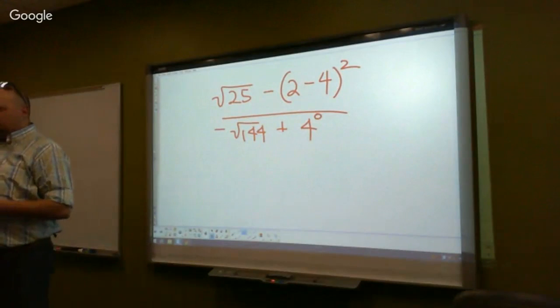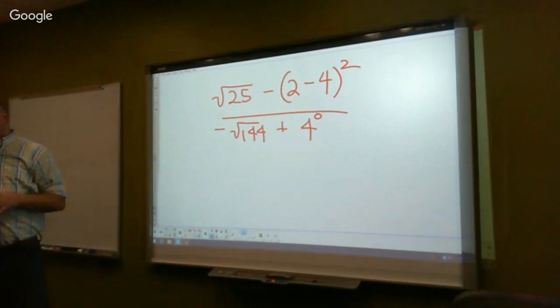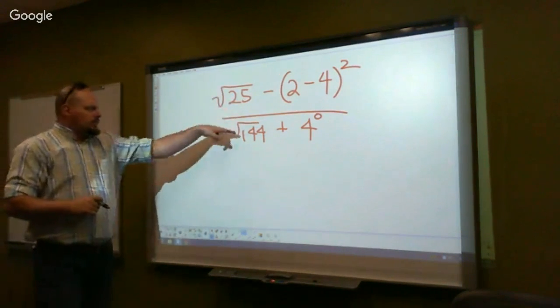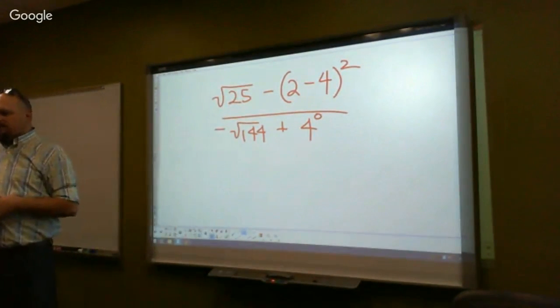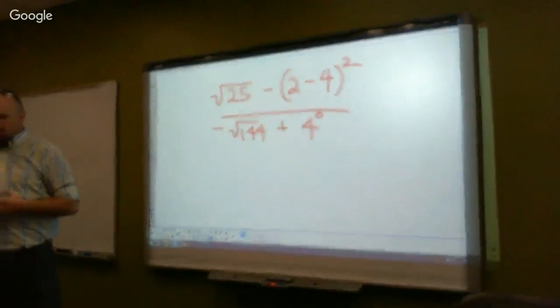Technically, this is going to have 2 answers, but we'll get into that later. Imagine that the square roots are positive results, okay? Oh, they are.